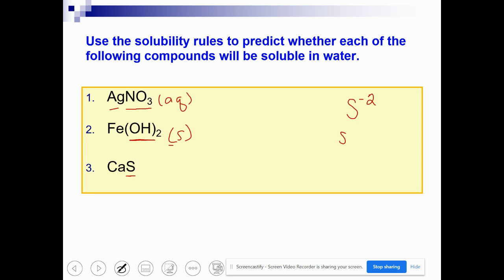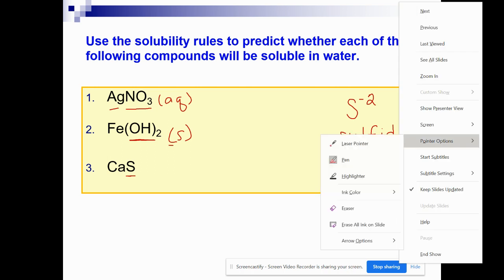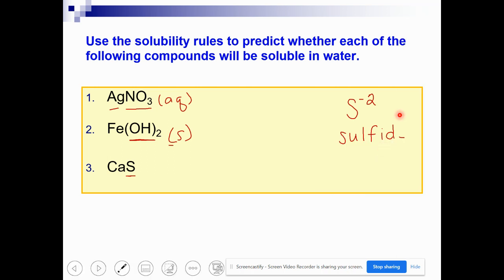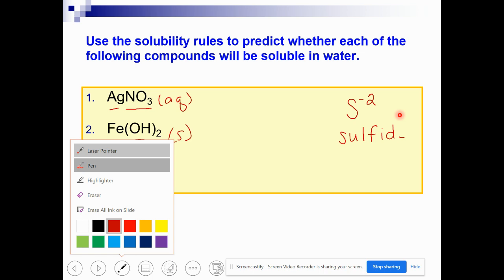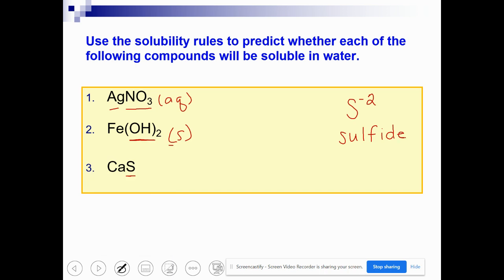And remember that the way that we name those ions is that they end in an IDE. So this would be, somehow I got my laser pointer there instead. This would be called sulfide, okay? And that's an important distinction because there's sulfates on the solubility rules, and then rule number 7 is about the sulfides, and this is a sulfide.